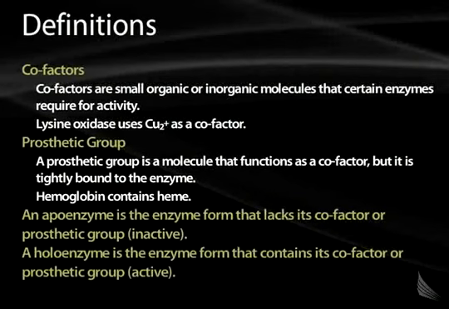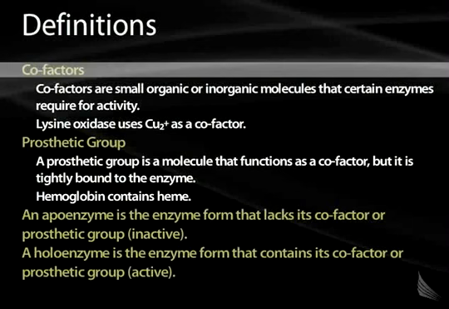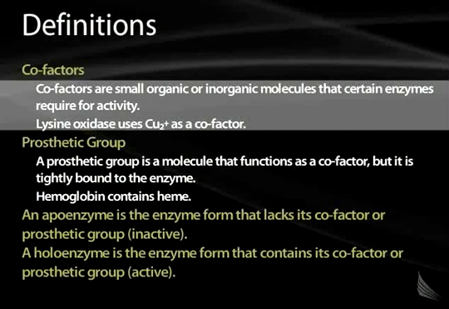Now, these are the 6 different types of enzymes. There's a couple other definitions that you should be aware of when we talk about enzymes. Just be familiar with these terms. For example, a cofactor. A cofactor is a small organic or inorganic molecule that certain enzymes require for activity. For example, there's an enzyme called lysyl oxidase, and lysyl oxidase has to be bound to an ion of copper in order for it to function properly. So copper ion, in that case, is a cofactor.